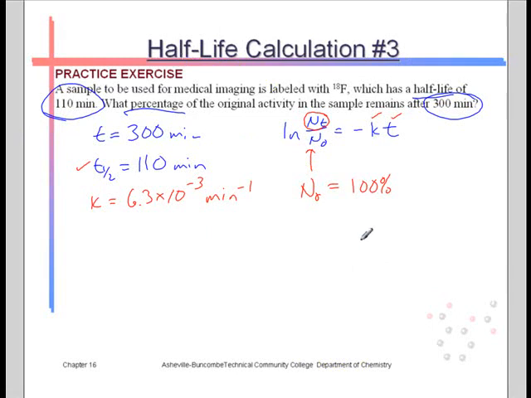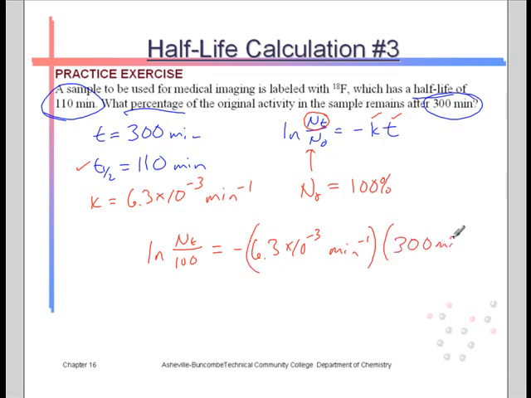I guess I could have also given the value as 100 grams or 1 gram, and then found the percentage at the end. I could do it that way as well, but I just chose to use 100% for my initial activity for this example. And if I plug all of these values in, negative 6.3 times 10 to the minus 3 minutes, notice that it's actually at this first step where the minutes cancel away. So that's why I didn't bother converting this to seconds, because I don't need to.